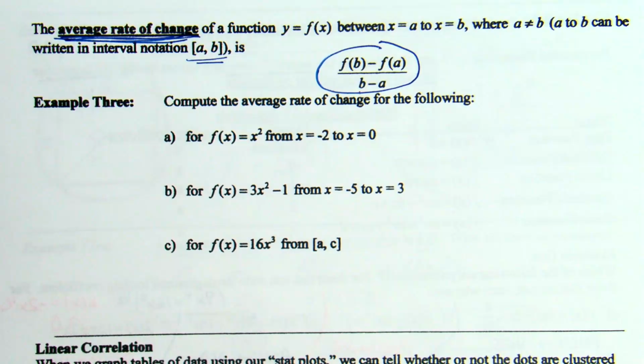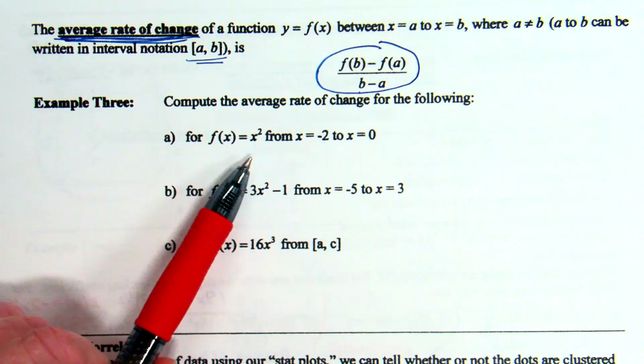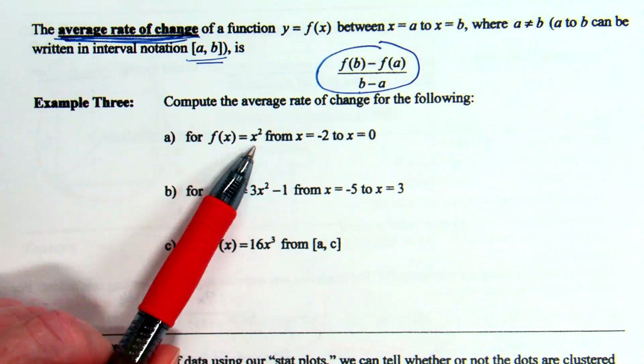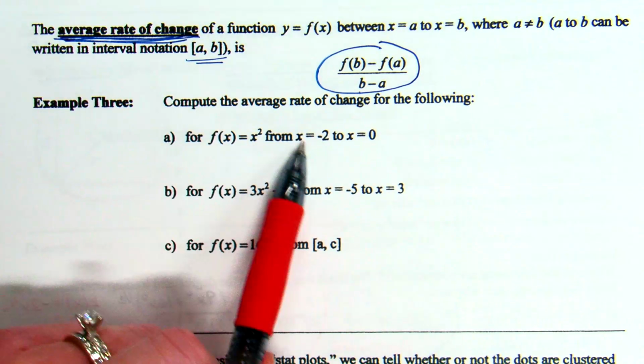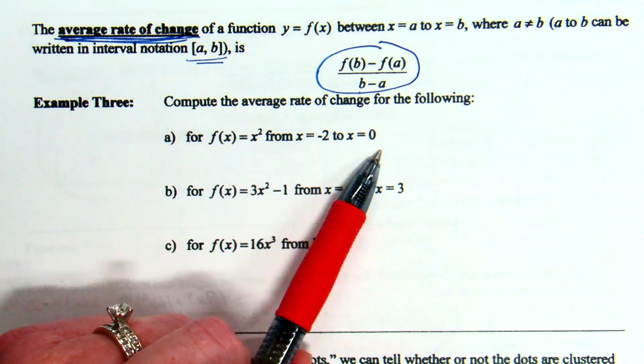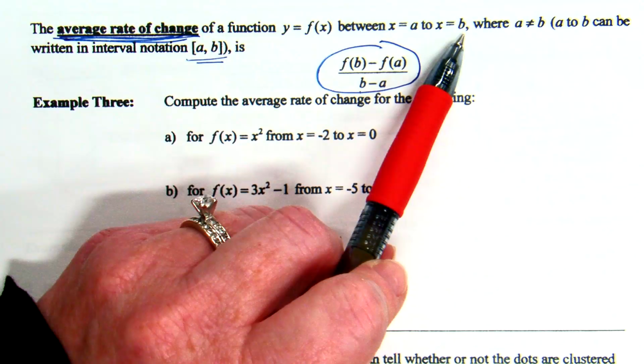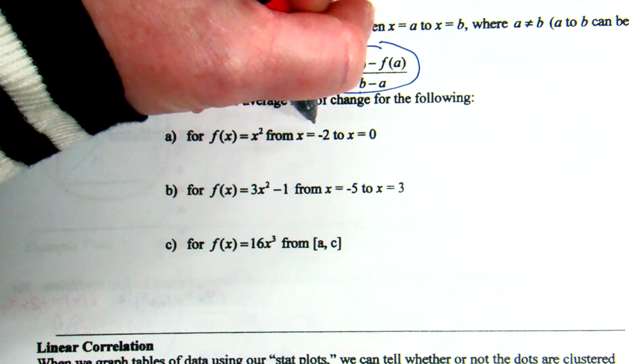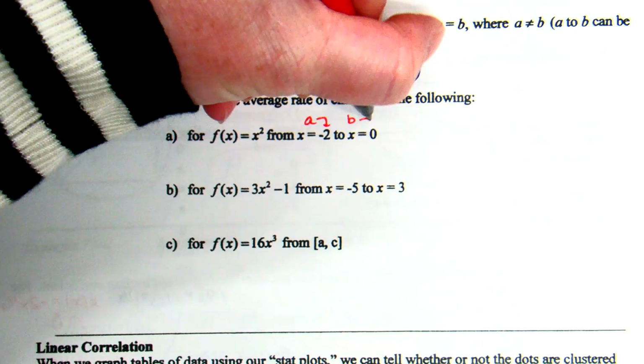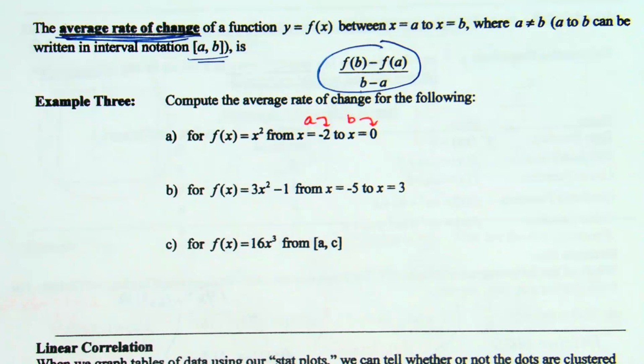So, let's at least get through example A. Compute the average rate of change for f of x equals x squared, so parabola, but specifically on the interval from x equals negative 2 to x equals 0. These x values are going to be what? These are my a and b. Okay, so dub one of them a, and dub one of them b. To be honest, it doesn't matter. It'll all work out the same in the end. I picked my negative 2 to be a, my 0 to be b.